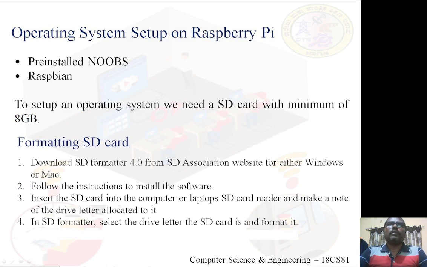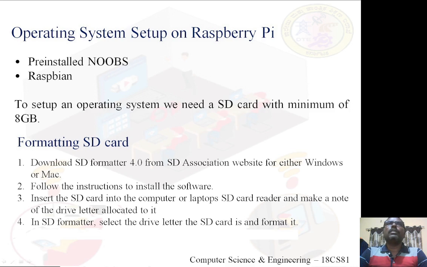Now we came to know various operating systems supported by Raspberry Pi computer. Now, let us consider one operating system and see how we can install that operating system to Raspberry Pi computer. Here I am going to consider the Raspbian operating system. There are two methods of installing Raspbian.